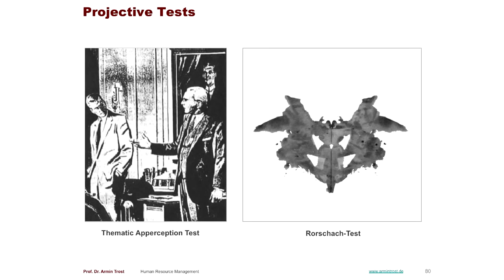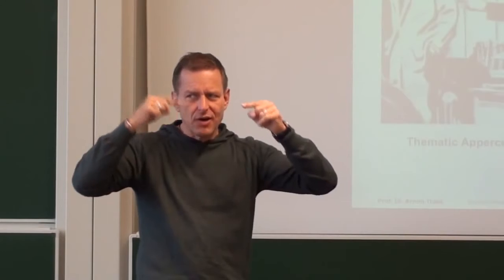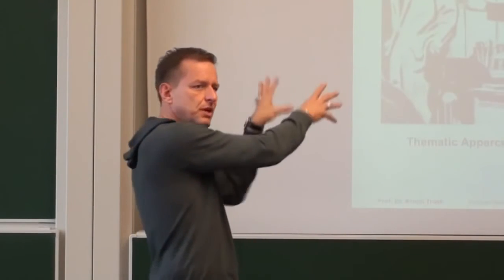Is this picture about a conflict? Is this about friendship? Is this picture about power? Is it about family? Is the one the boss and the other the employee? Or vice versa? Is this the father and the son? Is this the father, the son, and the father-in-law? What is this picture all about? And the idea is that what is important to you, your way of how you perceive the world is projected into this picture.